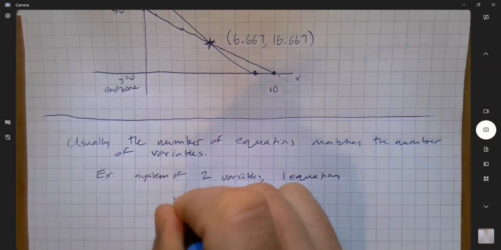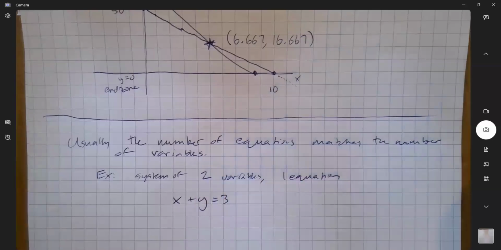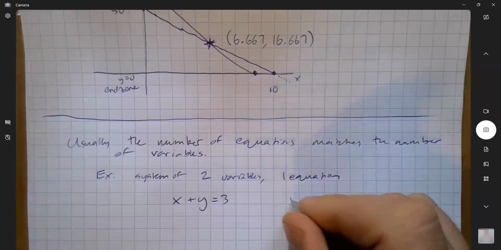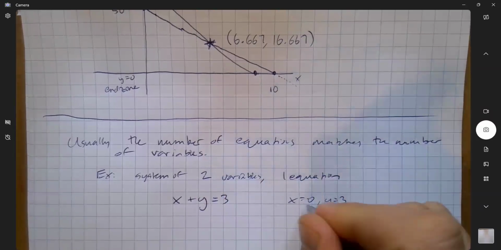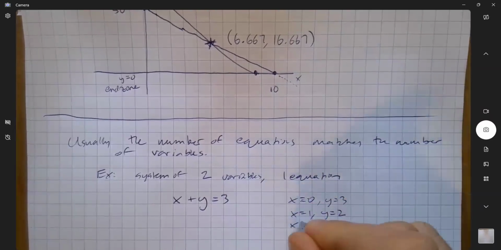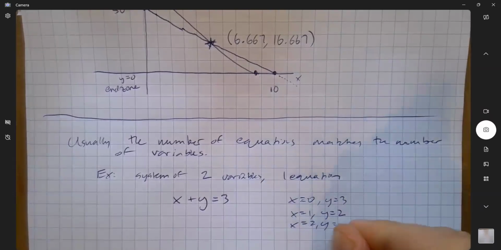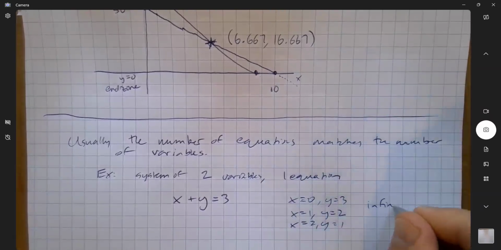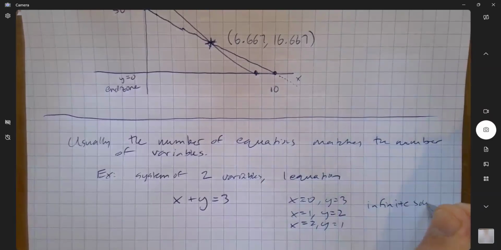And we've done this before. This is like x plus y equals 3. Well, x could be 0 and y could be 3, or x could be 1 and y could be 2, or x could be 2 and y could be 1. There are infinite solutions here. So not super helpful.